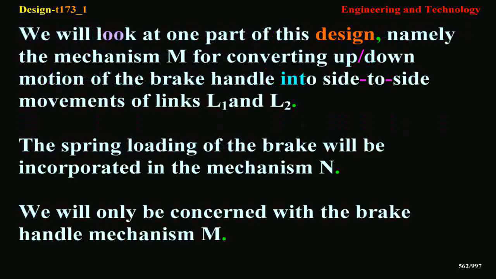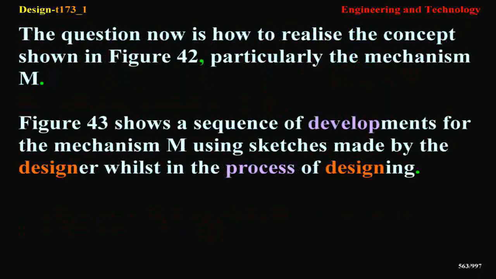We will look at one part of this design, namely the mechanism M for converting up-down motion of the brake handle into side-to-side movements of links L1 and L2. The spring loading of the brake will be incorporated in the mechanism N. We will only be concerned with the brake handle mechanism M. The question now is how to realize the concept shown in Figure 42, particularly the mechanism M.